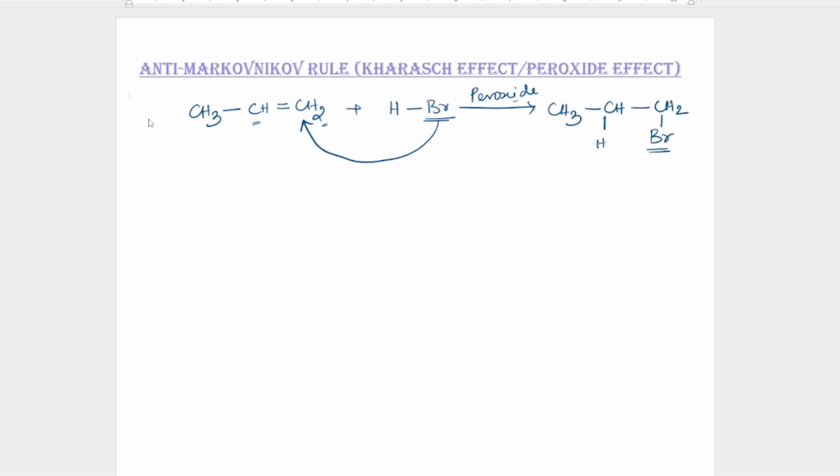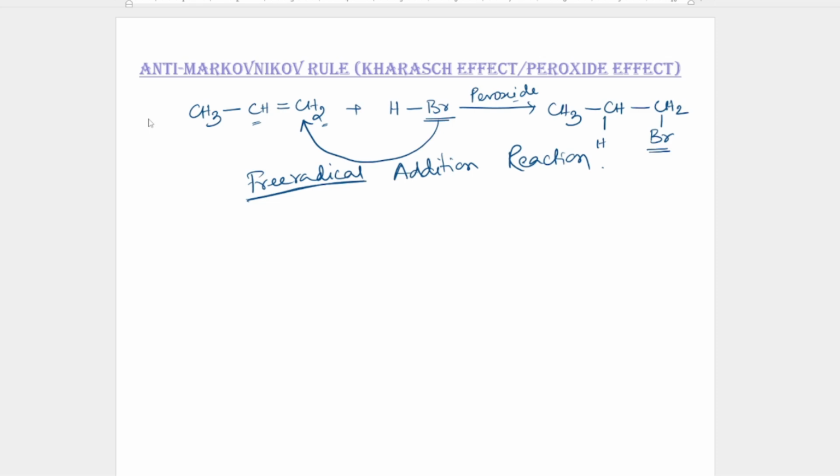The main difference between this mechanism and the Markovnikov rule mechanism is that this follows a free radical addition reaction, and the Markovnikov rule follows an electrophilic addition reaction. Here a free radical is involved. The first attack comes from the free radical to the substrate, that's why it is a free radical addition. In the previous Markovnikov rule, the electrophile first attacked the substrate, that is the unsaturated hydrocarbon, that's why that was an electrophilic addition reaction.